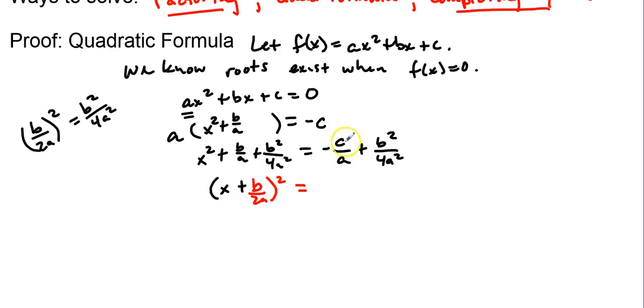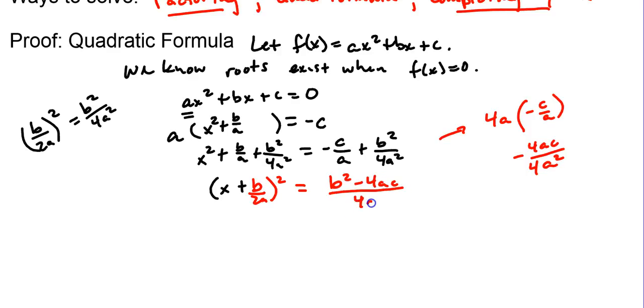What we want to do here is get a common denominator. When we do that, we would have to multiply this term on the right, negative c over a, by 4a. So we're left with negative 4ac over, I'm sorry, over 4a squared. And now we have a common denominator, and I'm just going to flip things around a little bit. So we're going to be left with b squared minus 4ac, which came from this piece here, over 4a squared.